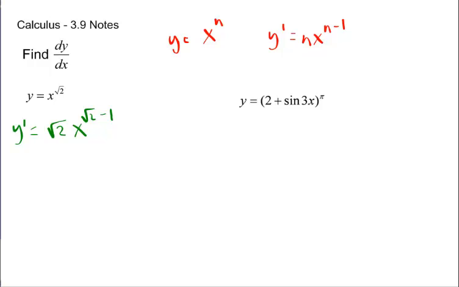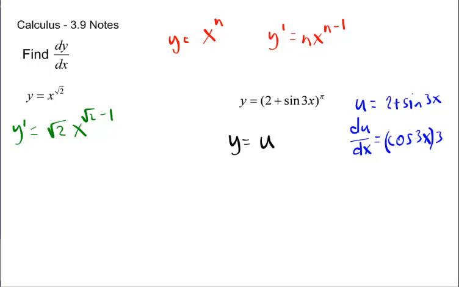Chain rule. So if u is equal to 2 plus sine 3x, then du dx is equal to cosine 3x times 3. And so now what we're looking at is y equals u to the pi power. Well, take the derivative of that. dy dx is equal to pi times u to the pi minus 1 times du dx. And what is du dx? 3 cosine 3x. So substitute back into your stuff for u and for du dx.